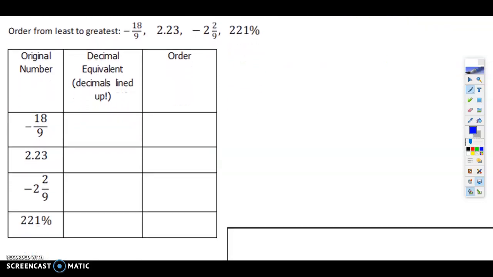All right, let's go down to this one. So remember here, you're going to line up your decimals first and then number them in order. This time we are still going least to greatest. So go ahead and pause here, and then I will put the answers up.